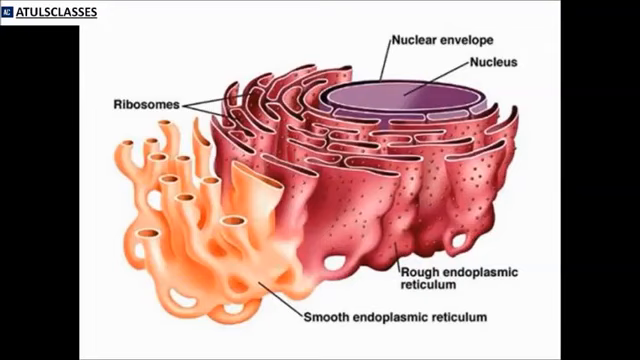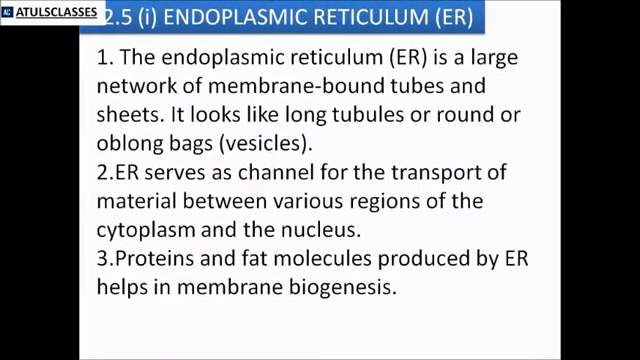The endoplasmic reticulum, or ER, is a large network of membrane bound tubes and sheets. It looks like long tubules or vesicles. It's a channel for transport of material between various regions of the cytoplasm and the nucleus. The proteins and fat molecules produced by the ER help in membrane biogenesis, or the formation of membrane, which has two important constituents, the proteins and the fats or lipids.